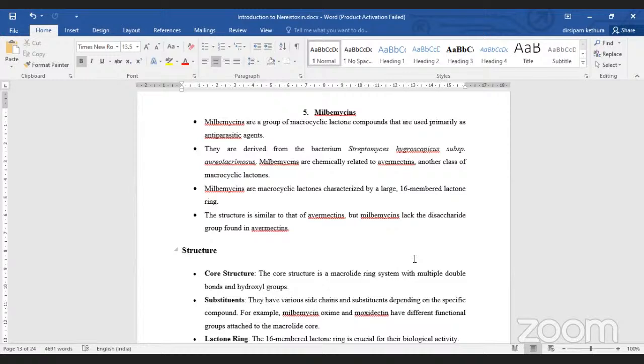That is spinosad. It is acting as an active ingredient and was obtained from soil actinomycetes, and it's a mixture of two complex molecules, spinosyn A and spinosyn D.